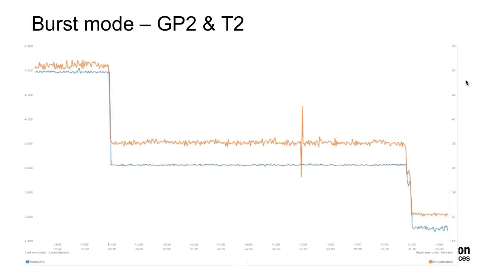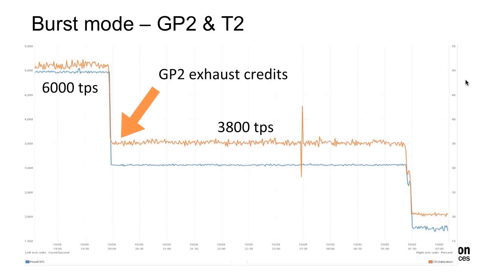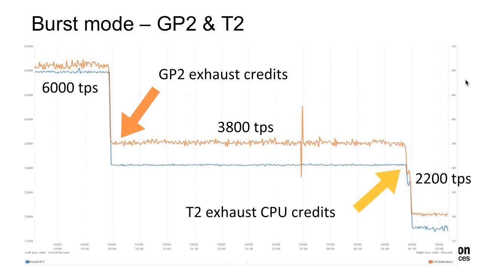So, burst mode and GP2 performance. You see that the blue lines are the read IOPS and the red lines are the CPU utilization. This is what we give you. 6,000 transactions per second is what is happening today. When GP2 exhausts the credits, we bring it down to 3,800 transactions per second. And once the T2 exhausts the CPU credits, you would see that it lasted for quite some time. We bring down the CPU performance also so that you only get 2,200 TPS after that.